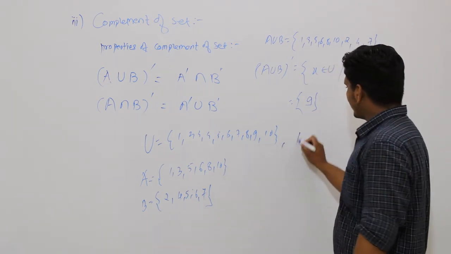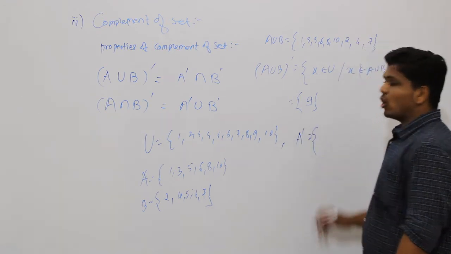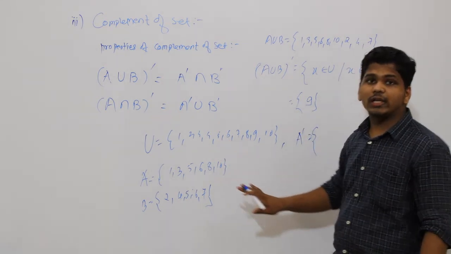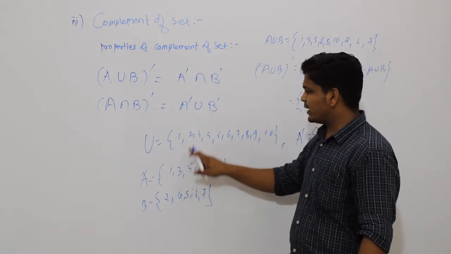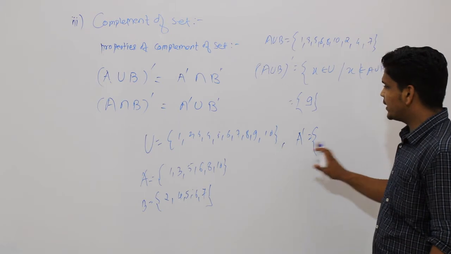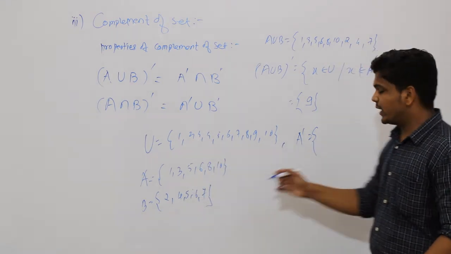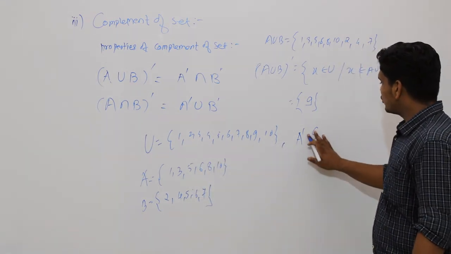Here I will take A dash as all elements of U that are not in A. Elements of U that are not in A. Now 1 is there in U, but 1 is in A. Therefore I will not consider 1 here. 2 is there, but 2 is not in A. Therefore I will take 2 in A complement.